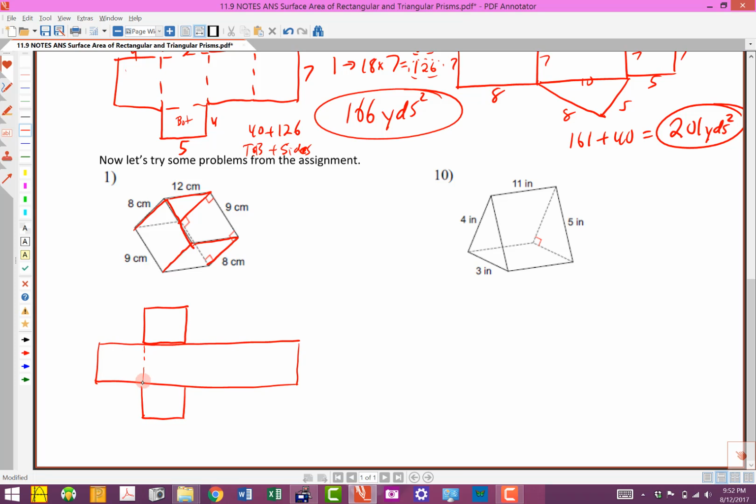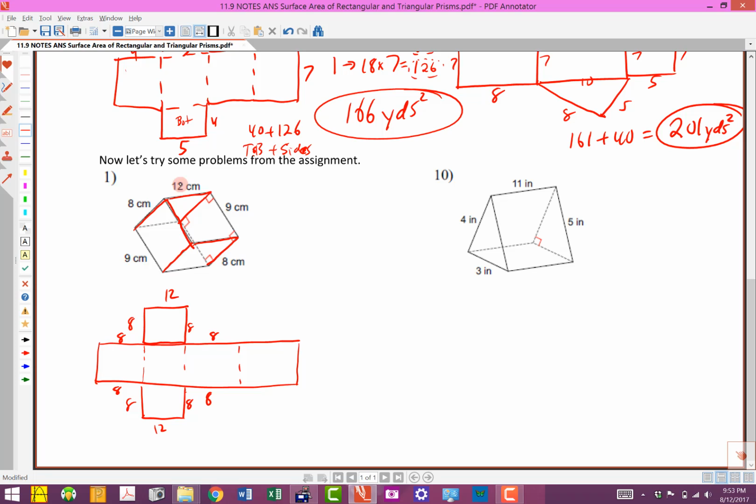Okay? And then we're going to have these guys right here. So you'll notice I made this cut right here. That would be this one right here. So this is going to be 8 by 12. And remember, if this is 8, that's got to be 8. And if this is 8, that's got to be 8. So that's got to be 8.